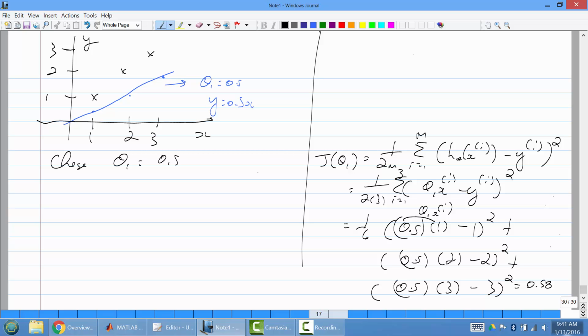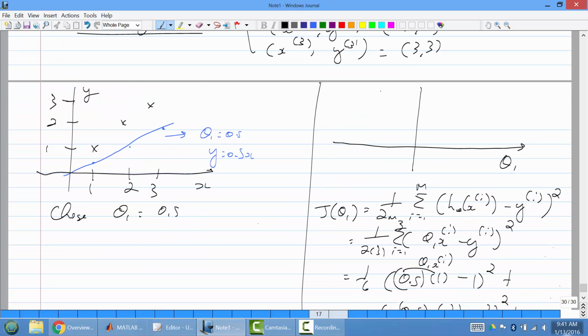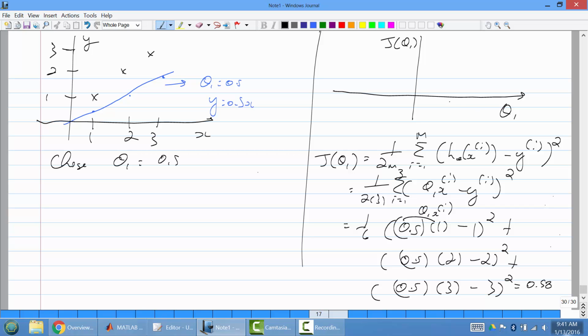Good. All right. So what it's going to look like, let's say we plot this, and let's say this is theta 1. We've made sure that the intercept term is 0. On the y-axis is J, the cost function. So when you choose a theta of 0.5, the cost is going to be 0.58. So it's going to look somewhere over here.